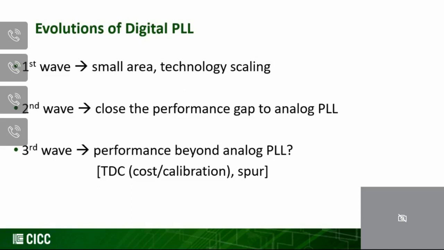Today, I believe that we are already in the third wave, which means that we are actually pushing the digital PLL performance to go beyond the analog PLLs. A lot of times, people spend time to focus on reducing the cost of the TDC and also to relax the calibration requirement of the TDC. And more importantly, because the signal processing now happens in the digital domain, there's abundant DSP opportunity to help us do something that an analog PLL cannot do. So for example, we may use that capability to further reduce the spurious tone levels, which will be one of the key focuses of today's tutorial.